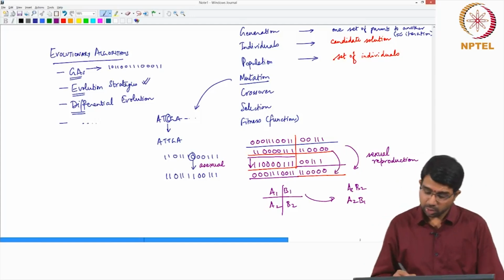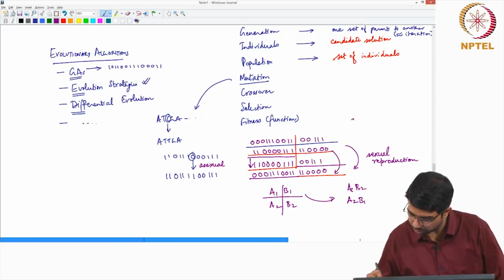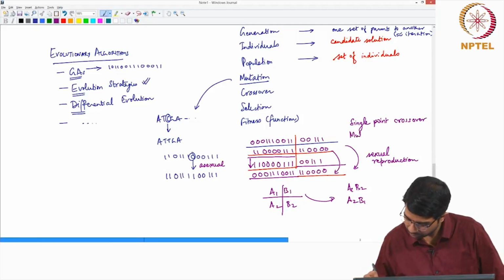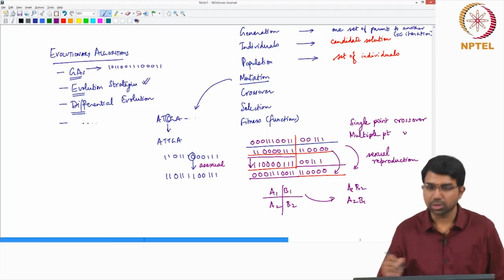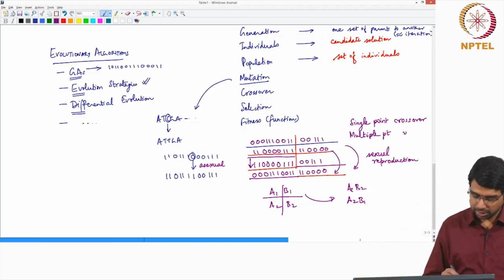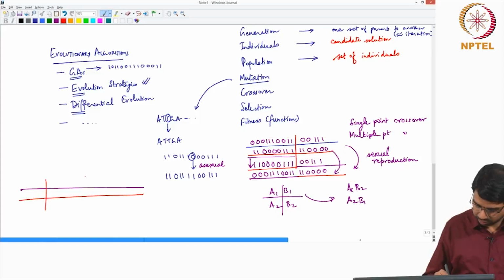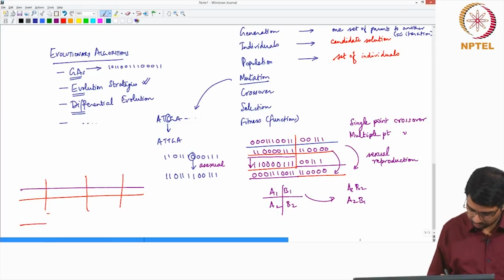You randomly pick a point, so this is actually what is known as a single point crossover. You can have a multiple point crossover as well, right. So, basically let us say you have a gene that looks like this and another gene that looks like this, you have multiple points. So, basically this goes here, this goes here, this goes here, this goes here.